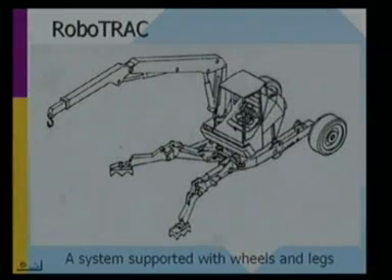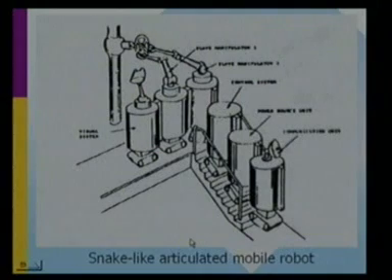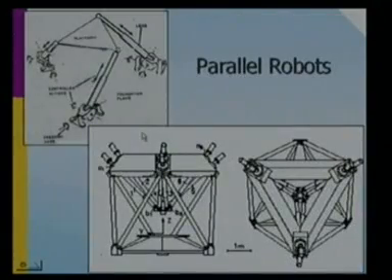Now, these are the robots with legs and wheels both, a system supported with wheels and legs. More types of robots are called snake-like articulated mobile robots. This kind of robot is used in nuclear power plants to go into some areas to do some checking and things like that. These are called parallel robots.